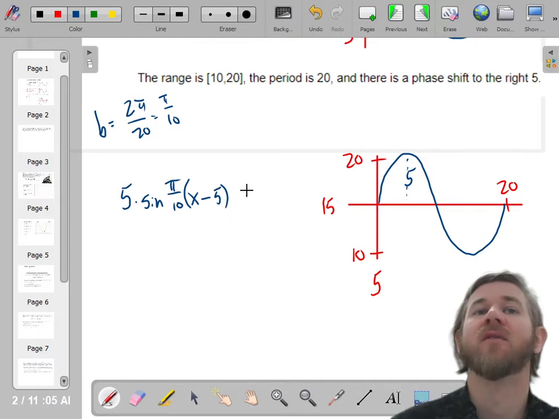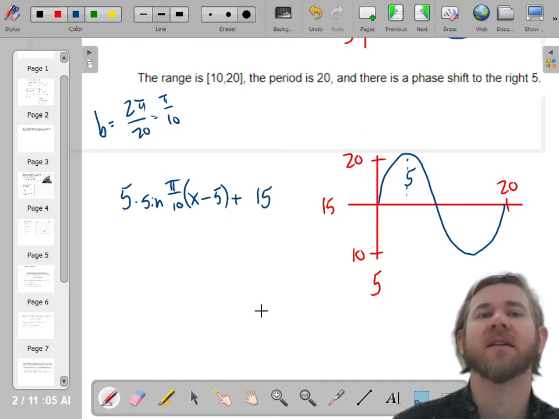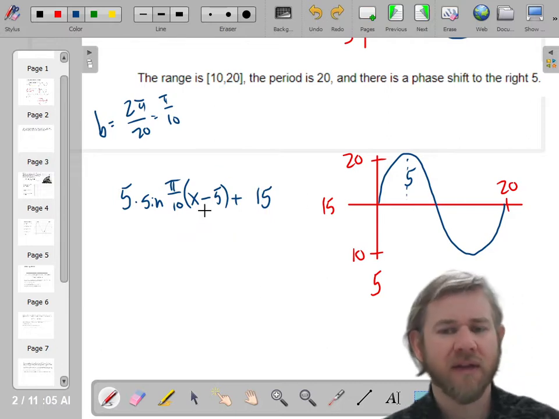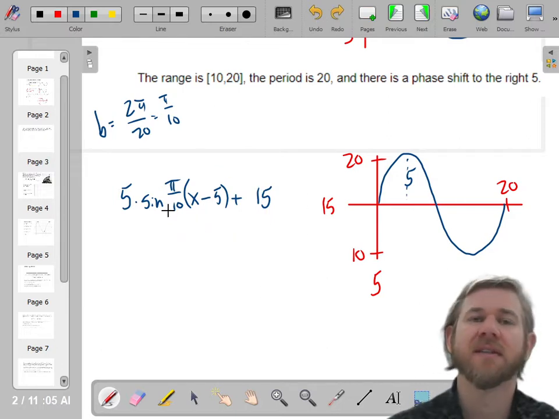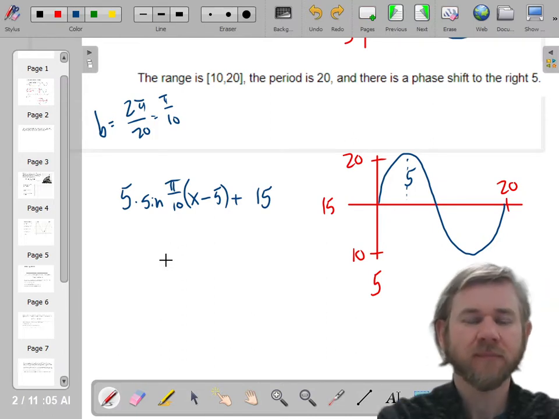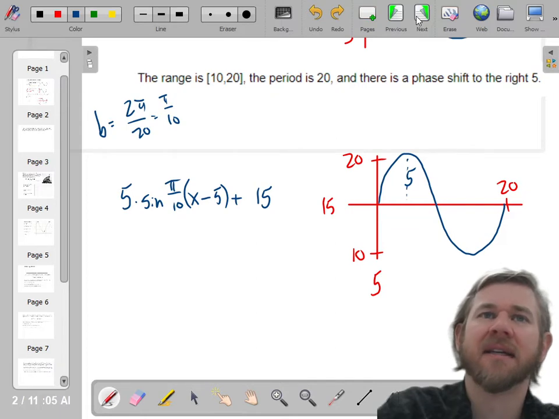And what else do we need? The vertical shift is 15, so we'll throw a +15 on the end. And that is our function that should look just like that. So there's a lot going on there. But all of those are things that we've done quite a bit of, so you're just kind of piecing it together but going backwards. Now let's see if we can give it a little bit of context.